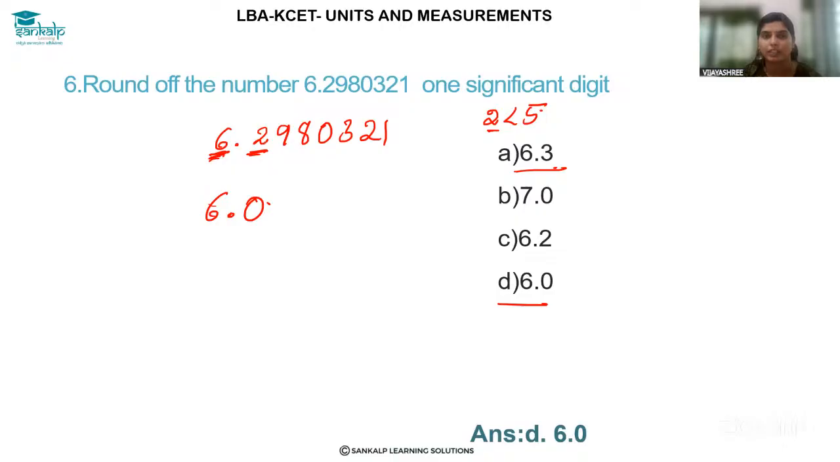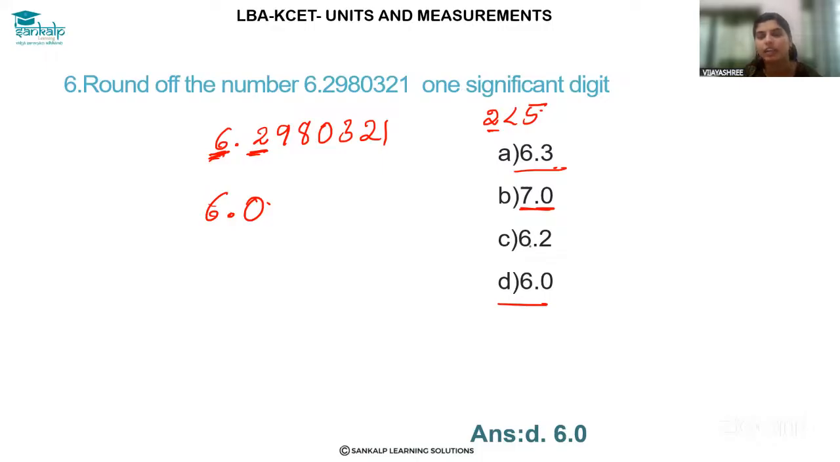Not 6.3, because here we have to round off for one significant figure. Not 7.0, because here 2 is less than 5. Okay, 2 is less than 5. That's why we have to take it as 6.0.